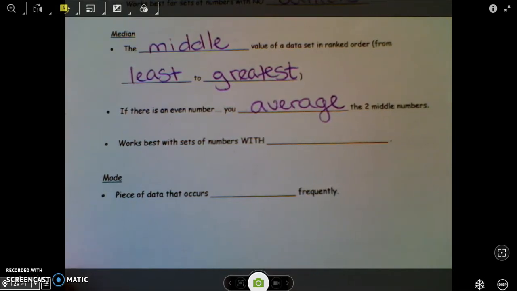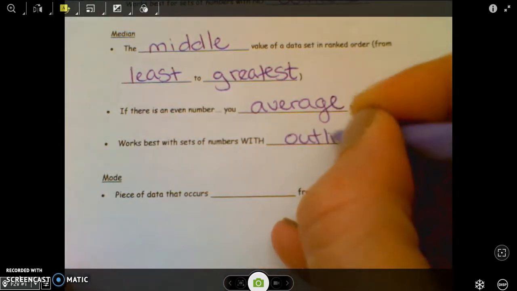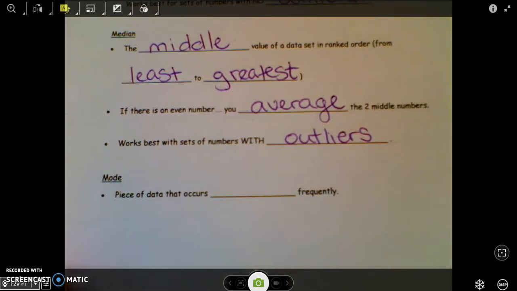Now, median works best with sets of numbers with outliers. So again, if you had that test score of a 17 that pulled down all your other A's and B's, if you use median as a way of finding the average instead of the mean, it would be less affected by that 17. And we'll see examples of that throughout this unit. But mean, you want to use if there's no outliers, median if there are outliers.